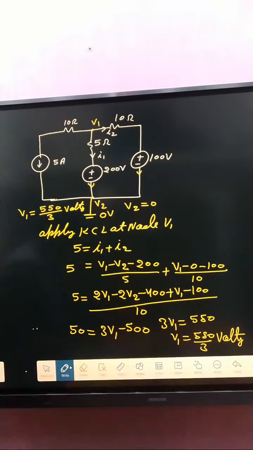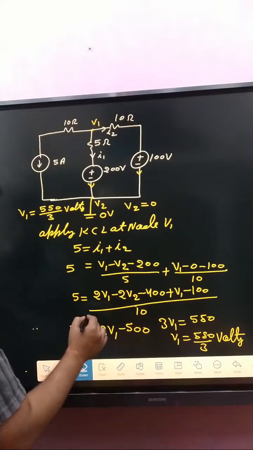Okay. If anyone faced doubt, then tell me, sir, I faced doubt corresponding to that topic. I will explain again. Okay. Now, after that, our motto is to determine I1, I2. So first of all, you can do this. So what about I1?